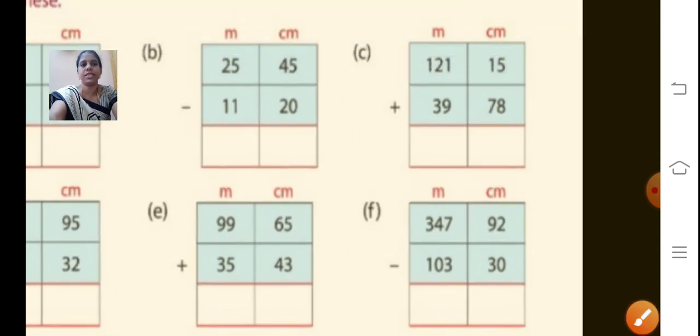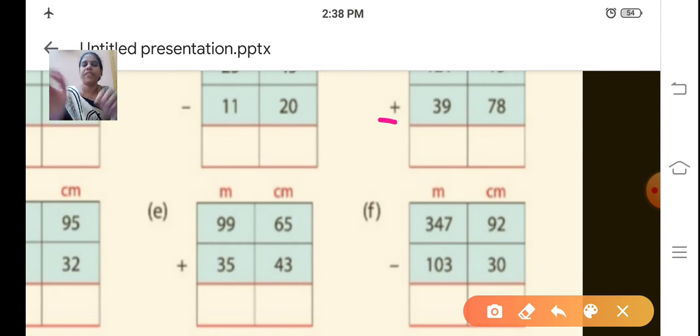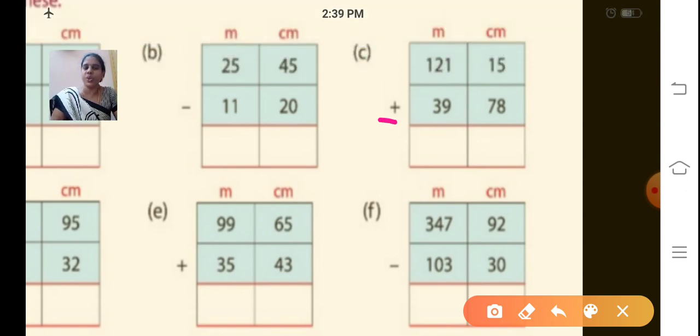Just see the C sum. This is addition. We are going to add 121 meter 15 centimeter and 39 meter 78 centimeter. How to add this? Normal addition.